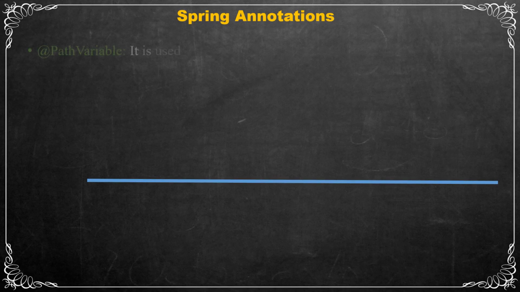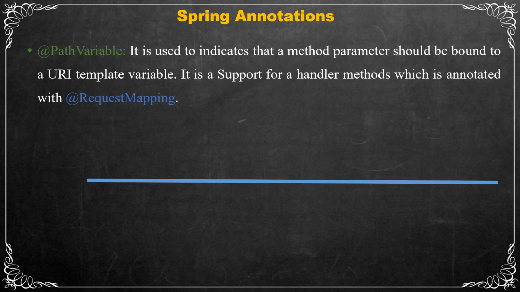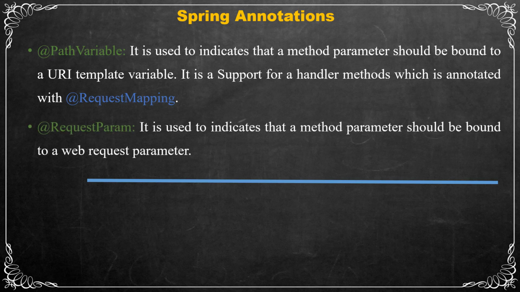Path variable annotation is used to indicate that a method parameter should be bound to a URI template variable. It is a support for handler methods which are annotated with request mapping. Request param is used to indicate that a method parameter should be bound to a web request parameter.